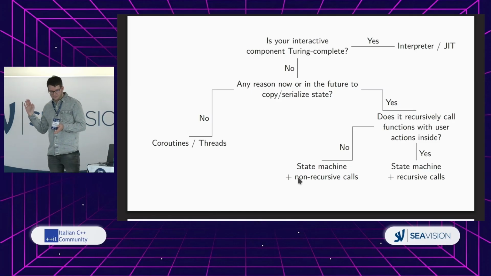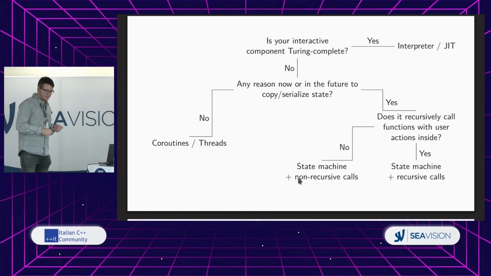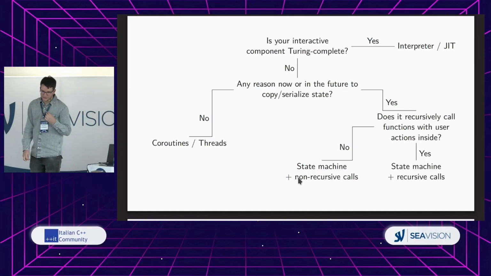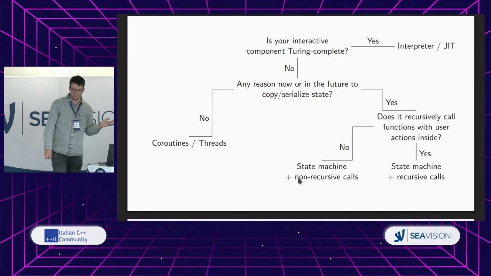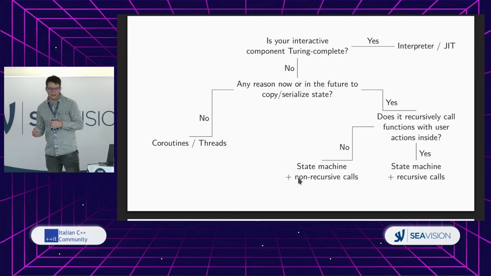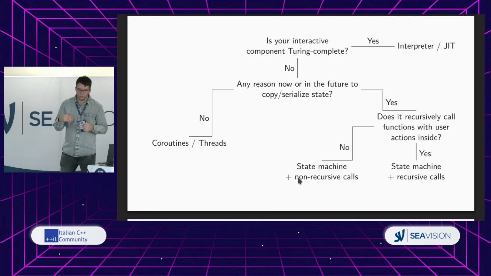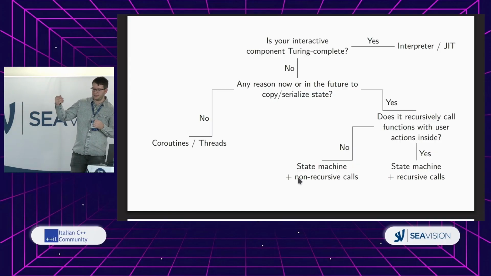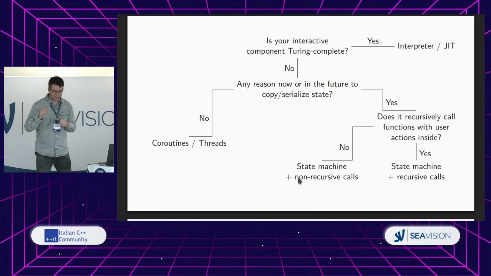Okay, and so the final decision tree is: do you need to implement a Turing-complete interactive system? Yes, you need an interpreter or a just-in-time compiler. No. Do you have any reason now or in the future to make the state serializable? If not, you can use a coroutine or a thread. Do you plan in the future to make it serializable or copyable, and you need performance? If you need recursive functions, then you need a state machine with recursive functions. Otherwise, you can use a state machine with non-recursive calls.